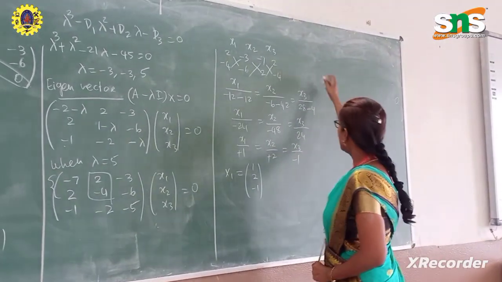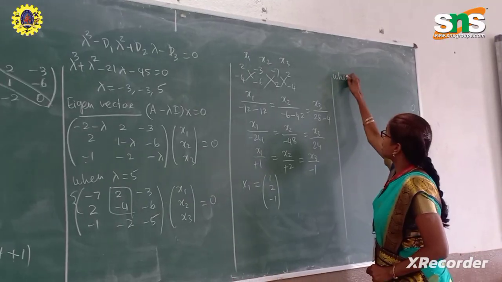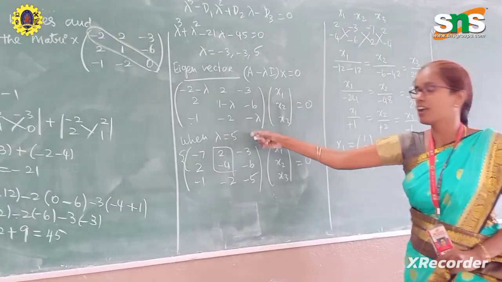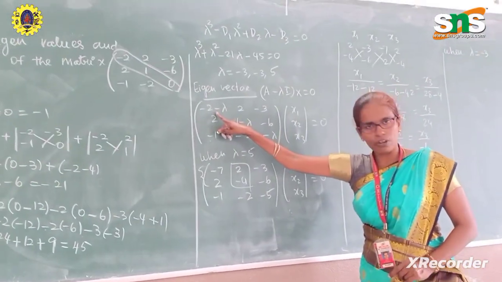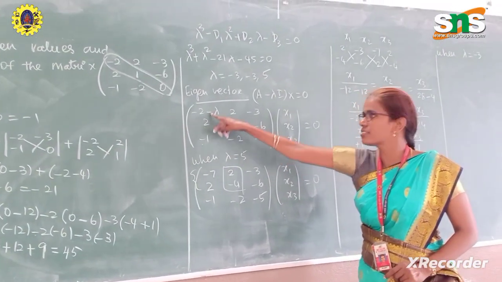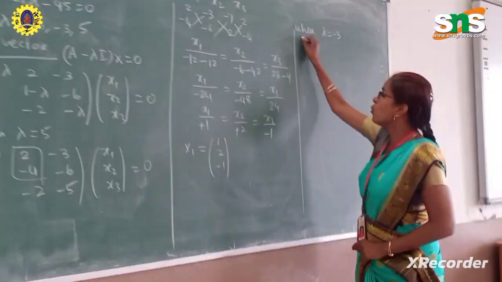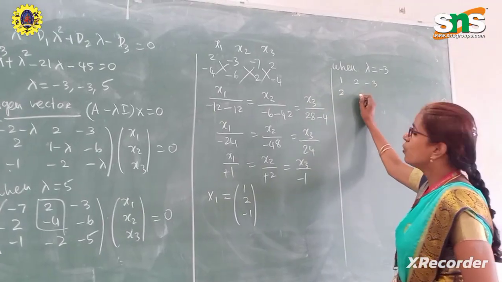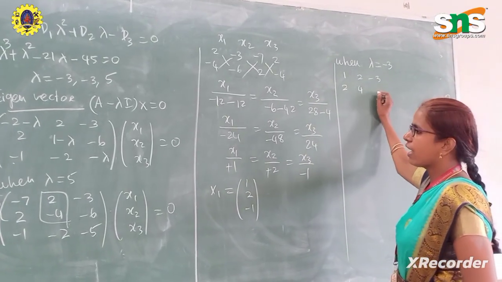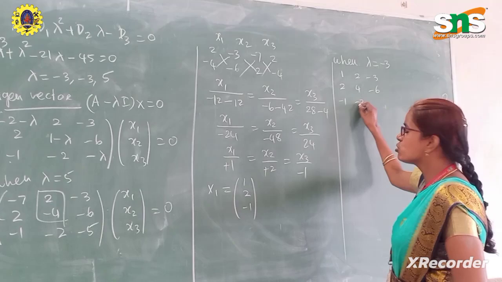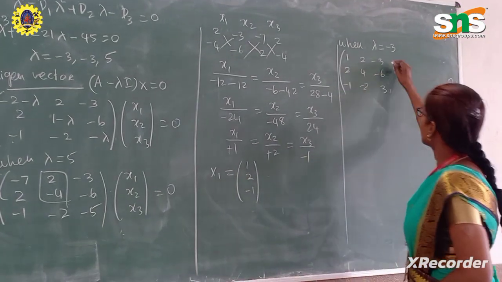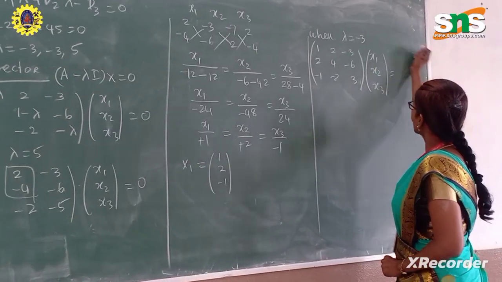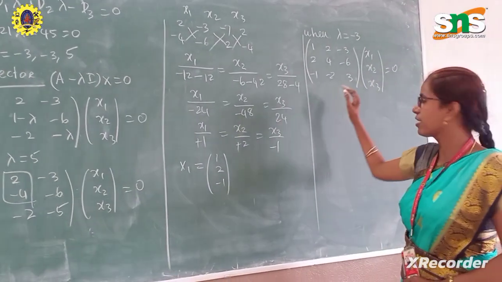Next value is what? We are going to replace lambda as minus 3 in that matrix. Which matrix? This matrix. So replace lambda as minus 3. Already one minus here, so minus into minus is plus. So we are going to get 3 minus 2 as 1, 2, minus 3, 2, 1 plus 3 is 4, and minus 6, minus 1, minus 2, which is 3. Then into x1, x2, x3 equal to 0. This matrix we are getting.